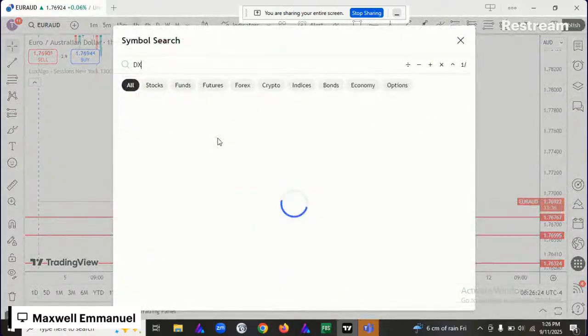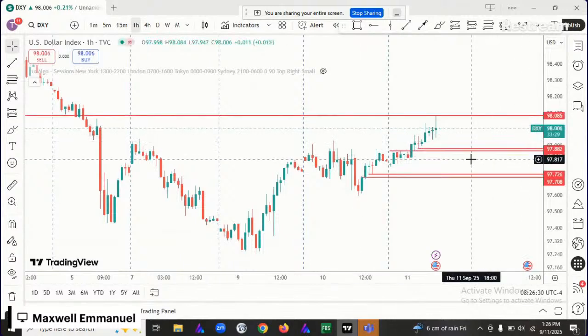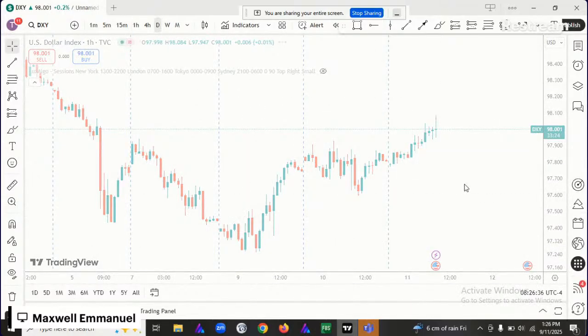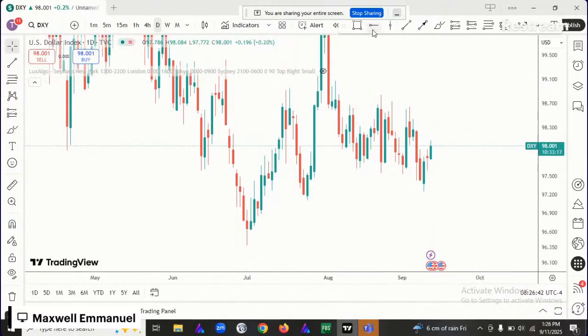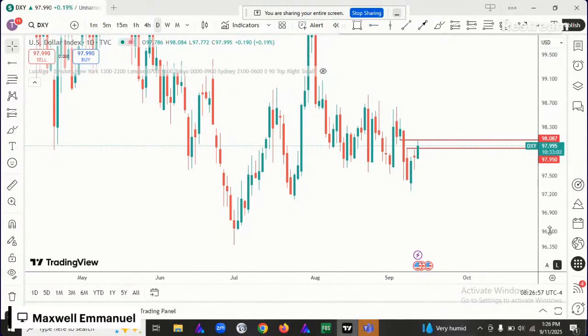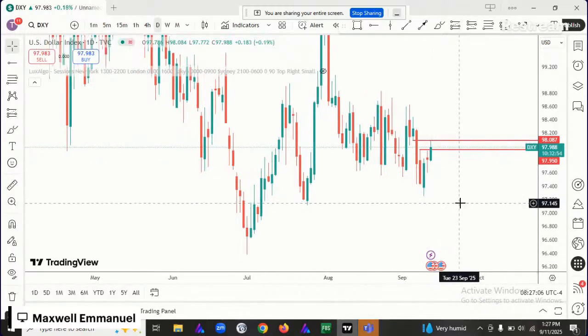Okay, let's start with the DXY. Let's see what's happening. The DXY has been bullish. I think the dollar just filled this fair value gap. So if the news comes out negative for the dollar, we should look for sales.